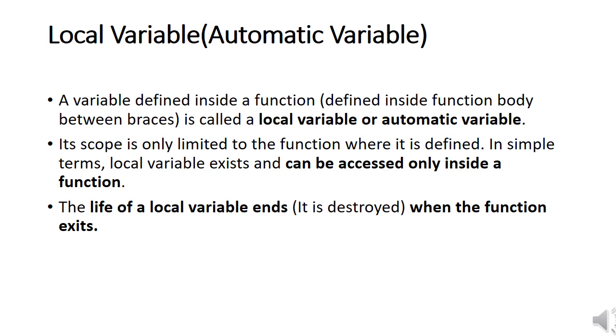The first type of storage class in C++ is the local variable, also called an automatic variable. A local variable is a variable which is defined inside a function. That is called a local variable or automatic variable.